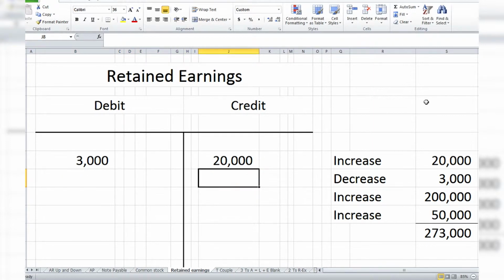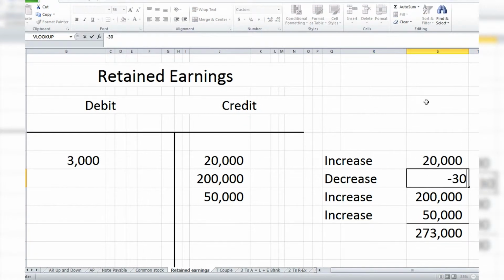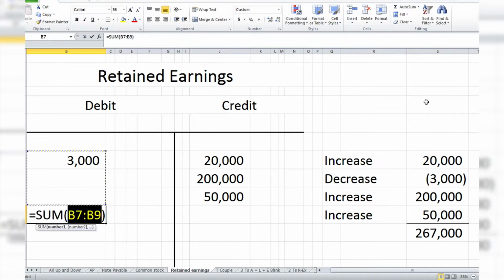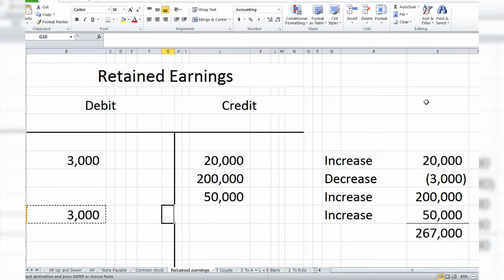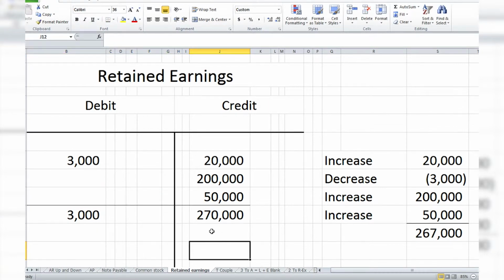Must be just memorized. Increase 200,000. Great. Now let's say this is happening on a quarterly basis. And again, increase 50,000. Now this is all summed to 273. But notice this should actually be reducing retained earnings because it's a decrease. Decrease on this side. I'm going to go ahead and sum up the balances on both sides and see where we end up. The credit side is greater, therefore there is retained earnings at the end.